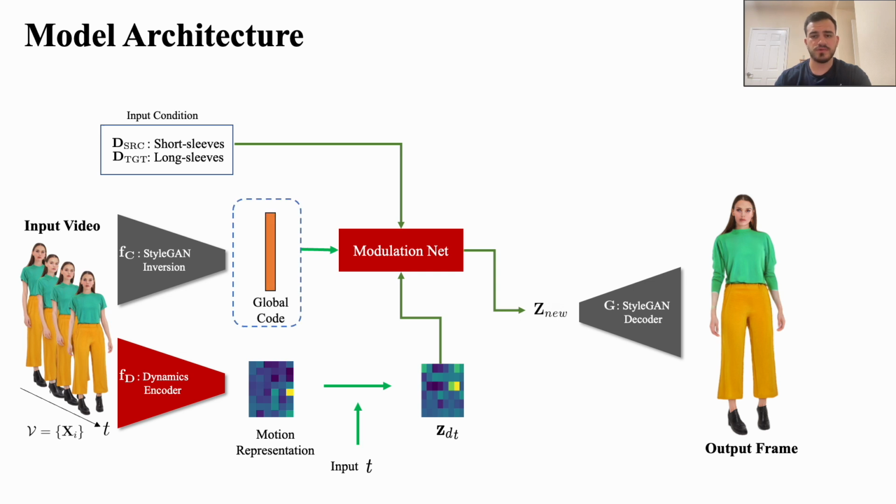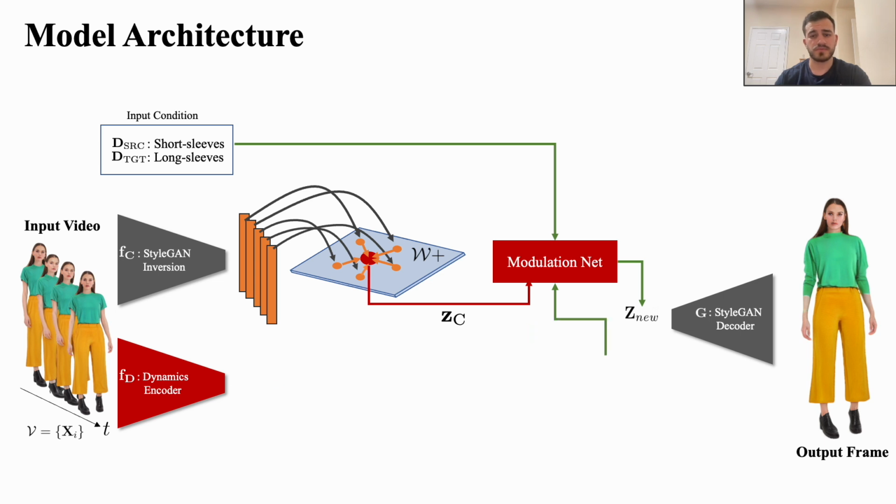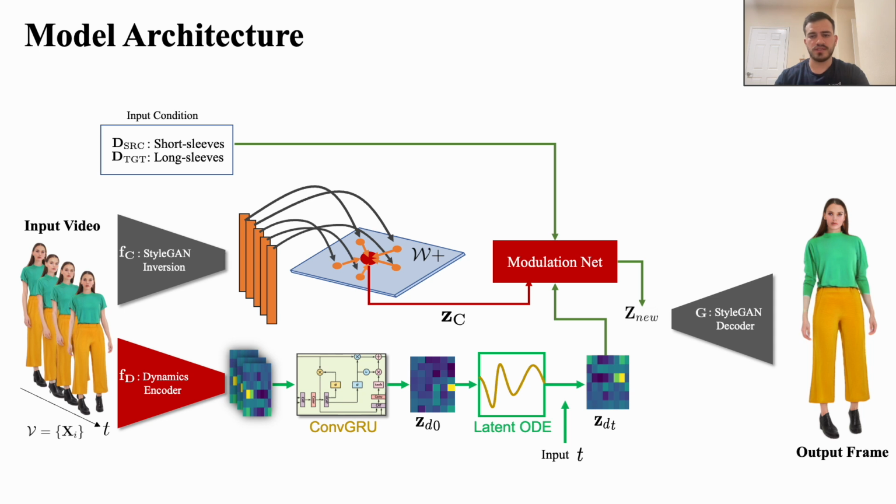To obtain the global code, we invert all of the frames of the input video into the StyleGAN W+ space and take their mean as the global content code ZC. To extract the motion representation, we first encode the structure of each input frame with a convnet. Then we use a ConvGRU module to aggregate the frame representations into a single motion representation ZD0. This representation is used to initialize a latent ODE that models the change in the structure of the input video, so that we can compute the structure representation of any timestamp t.